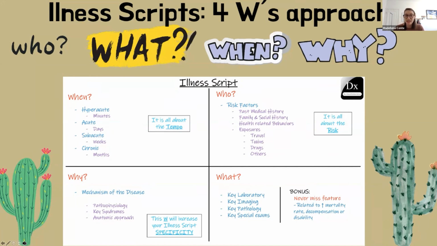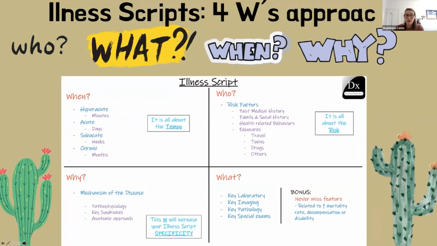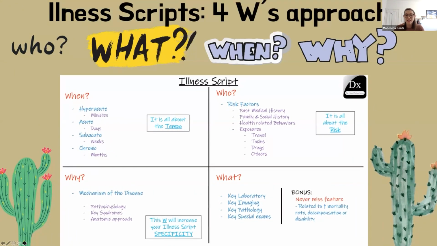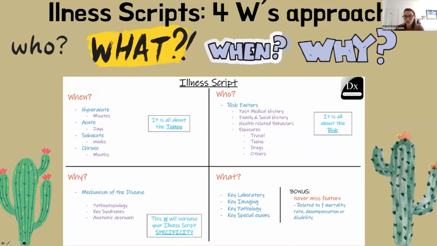The third W is why. So this is the disease mechanism, and this will solidify your knowledge of the condition and overall increase the utility of the illness script. And the last W is what, and these are the key diagnostic findings of the disease, like lab tests, imaging, pathology. And then we have a bonus never miss category, and these are features that are linked to increased morbidity and mortality if the disease is missed.